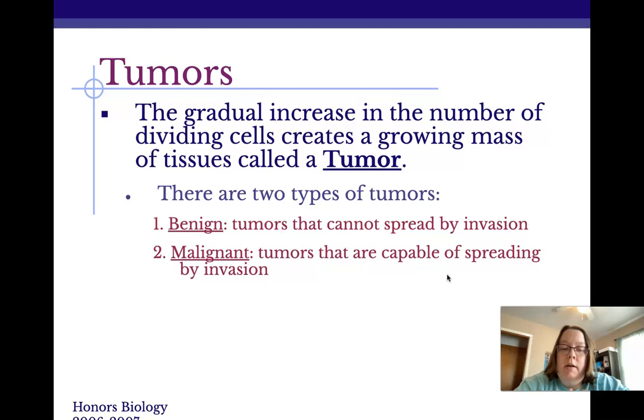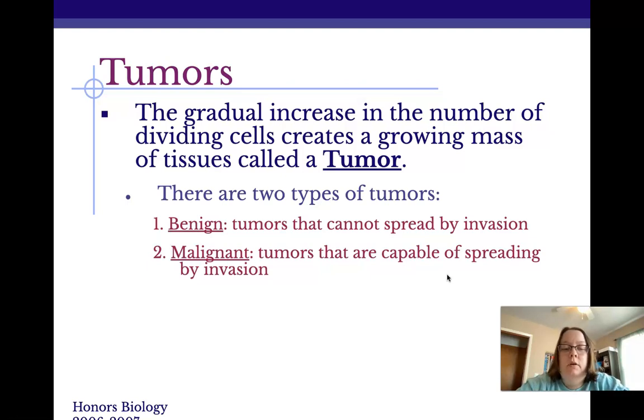But there are 2 types of tumors. The first type is called benign. A benign tumor is one that cannot spread. So it's just that one tumor. Benign tumors typically can be easily removed, well, depending on their location. Most benign tumors can be fairly easy to remove.